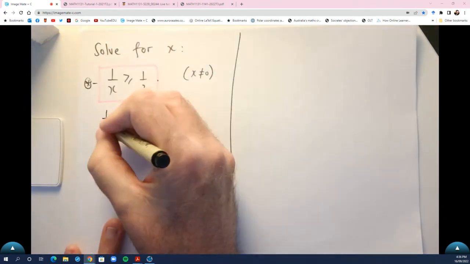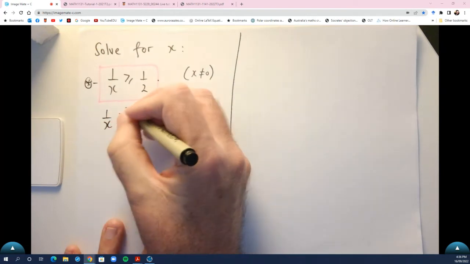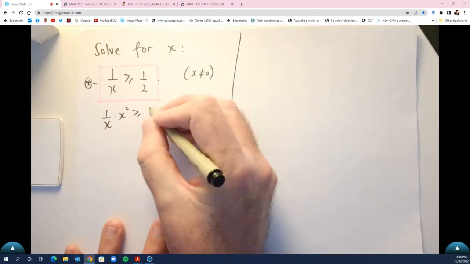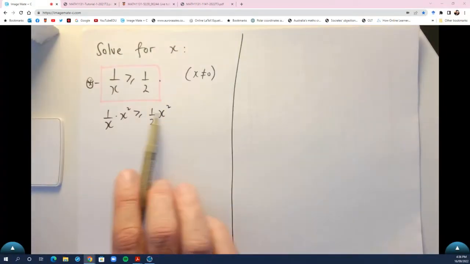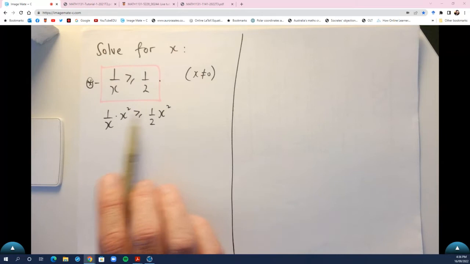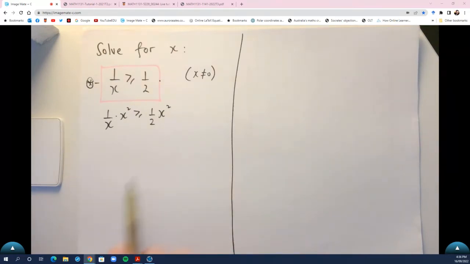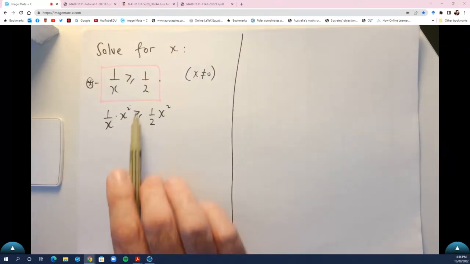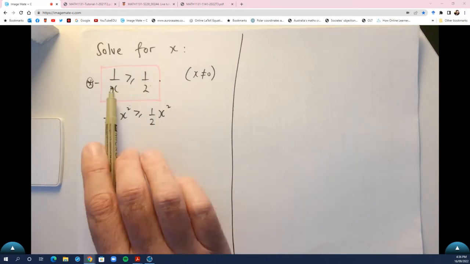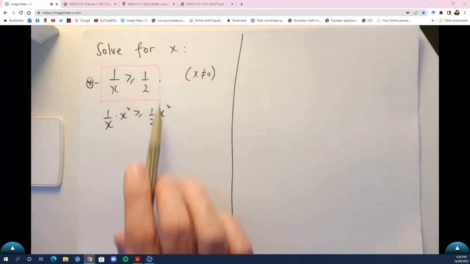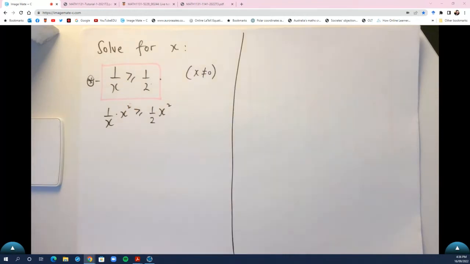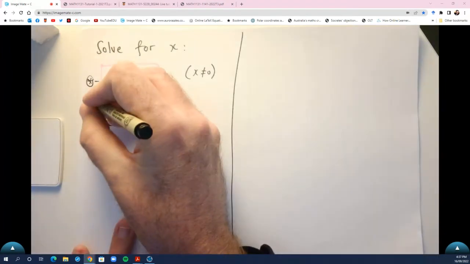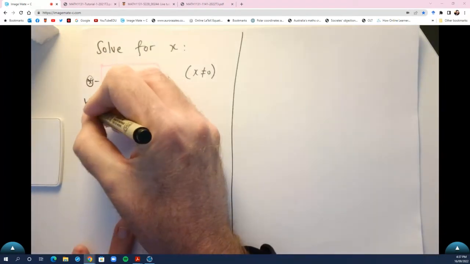What I'm going to do is multiply both sides by x squared. The reason that I multiply by x squared is because x squared is positive. If x is not 0, then x squared is positive. And if I multiply both sides of an inequality by a positive number, I don't have to worry about flipping or changing the inequality sign. Okay?